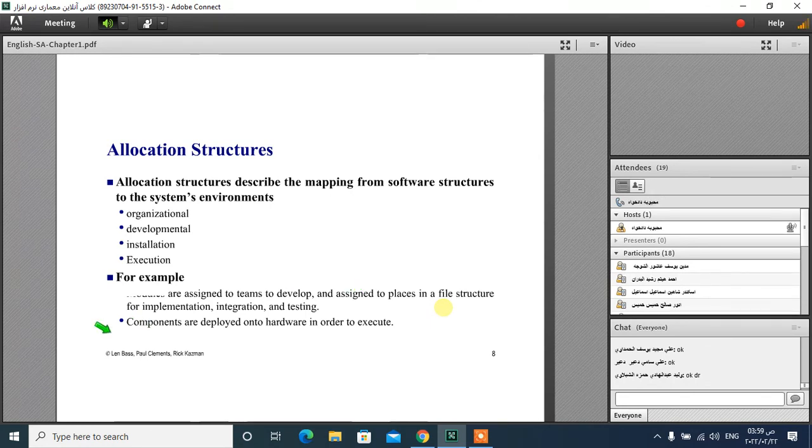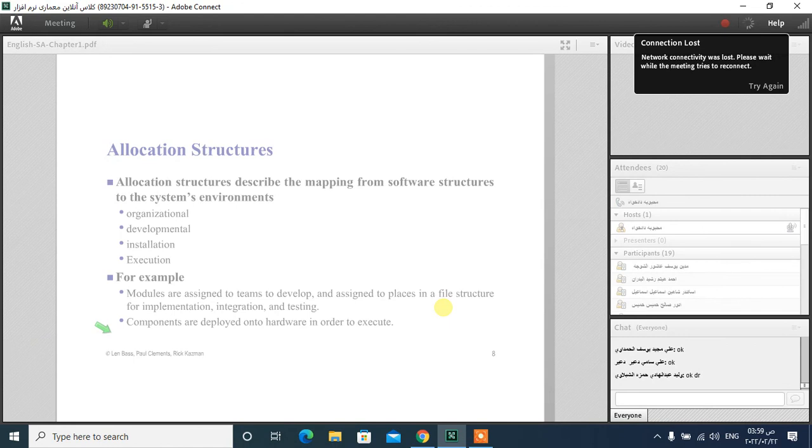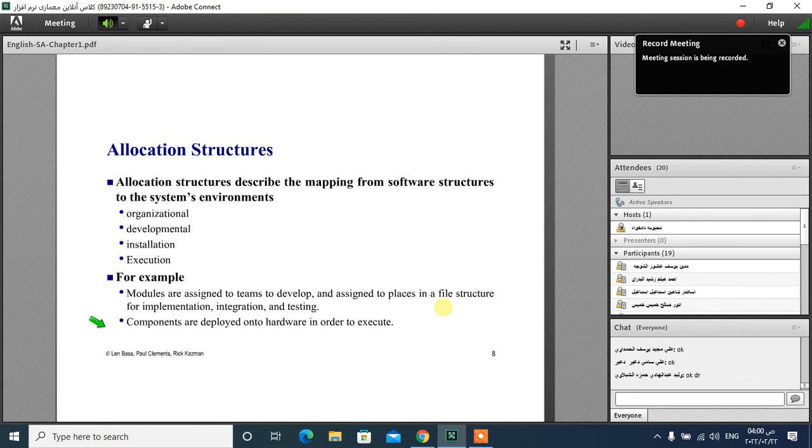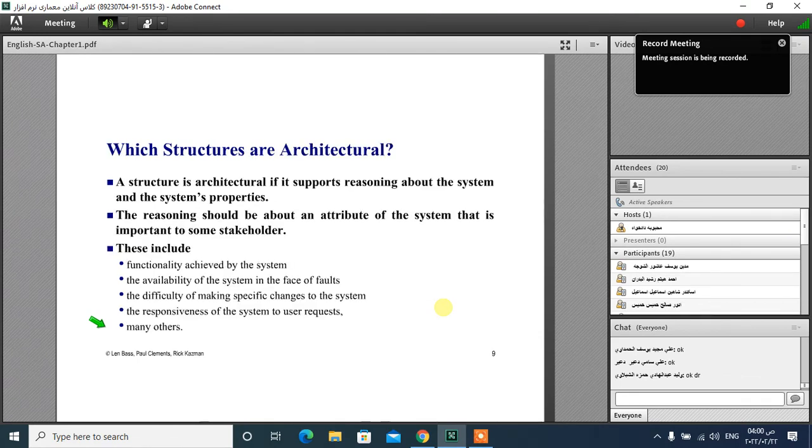Another example for allocation is at runtime. We can allocate each one of the components to be executed on each one of the hardware units. For example, we can identify the processes to be executed on the processors of the system. So there is a mapping between the components. This also can represent an allocation structure.